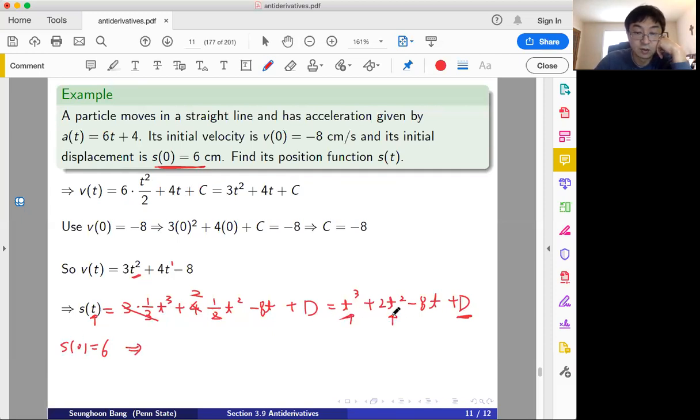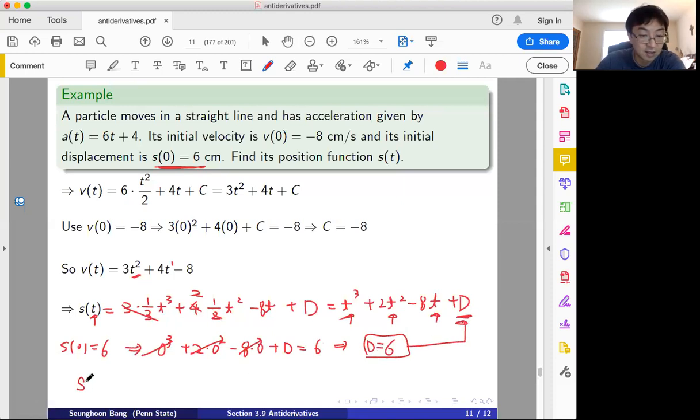So we have 0 cubed plus 2 times 0 squared minus 8 times 0 plus d equals 6. So the first terms are all 0. What's that? d equals 6. The last one, you plug this value into t. The final answer is like this.